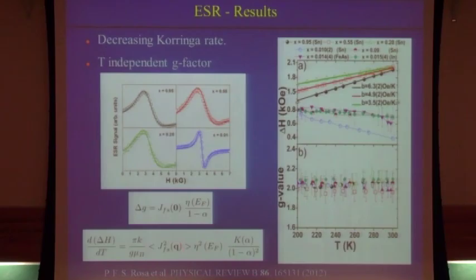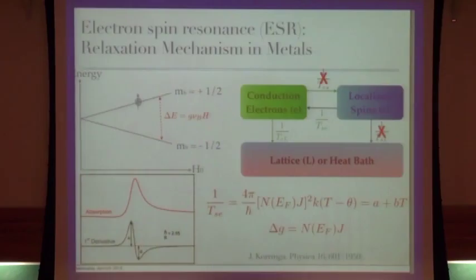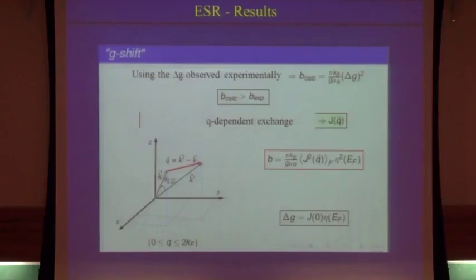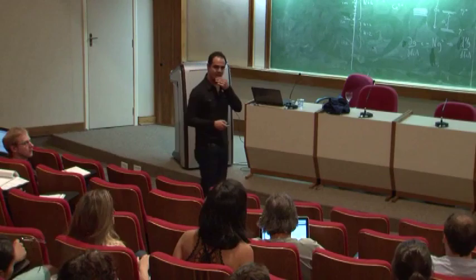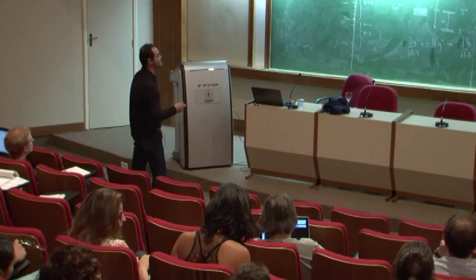Okay, in order to test this hypothesis, we use that formula. Can you say something more specific about the different origin of the J's? Yeah, I will. That's my next slide.